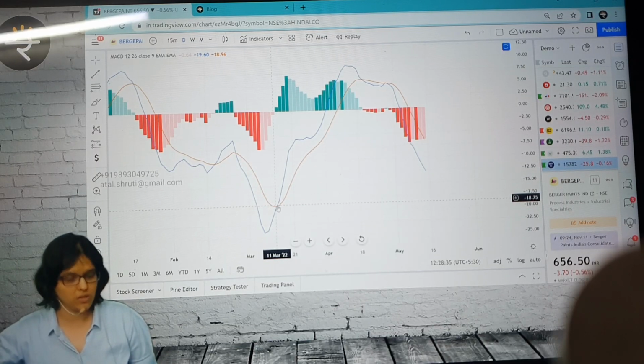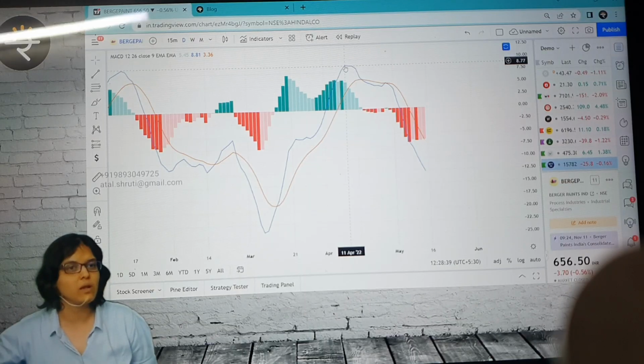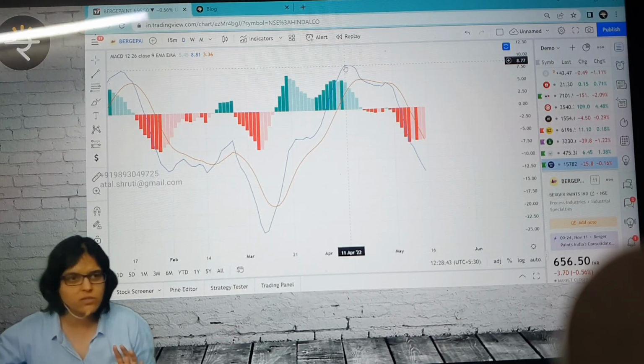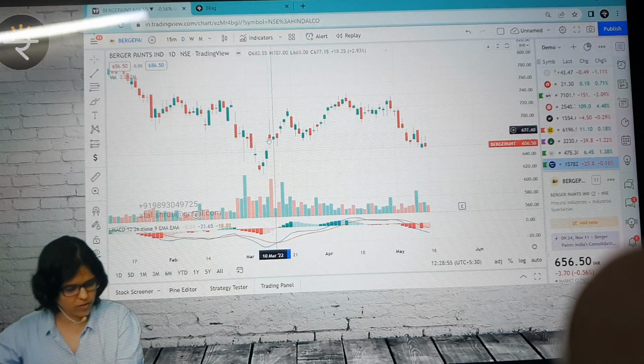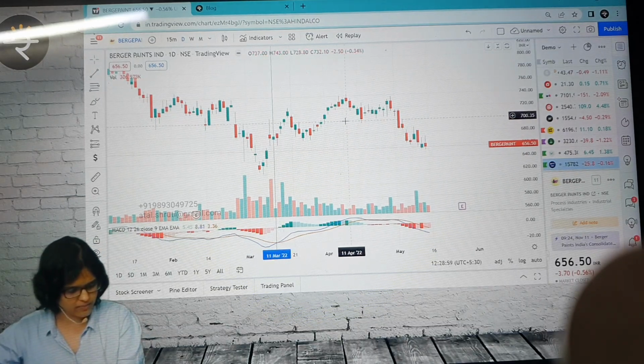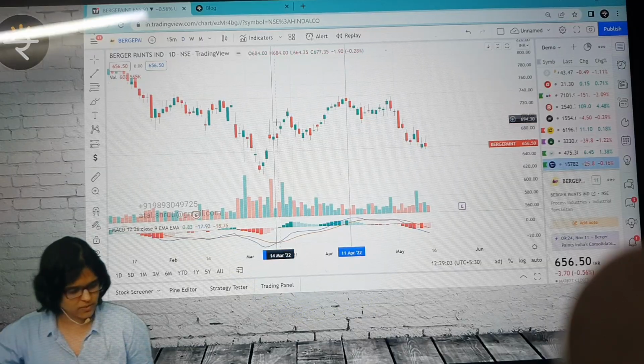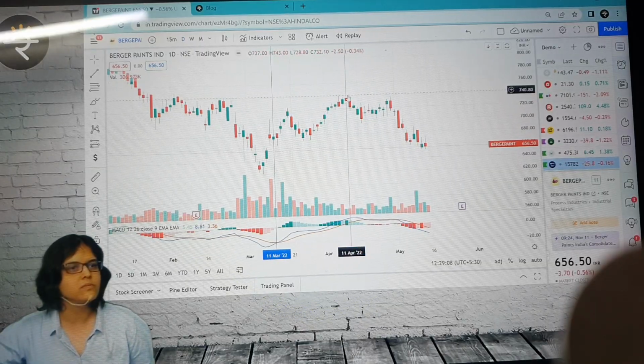So let's see if the price also says a similar thing or not. This is 11th of March to 11th April. Is MACD showing bullishness or bearishness? Bullishness. Let's see the chart. 11th of March, somewhere here. I'll draw a vertical line so that we know where to look. 11th March to 11th April. See it here: up, retest, up.